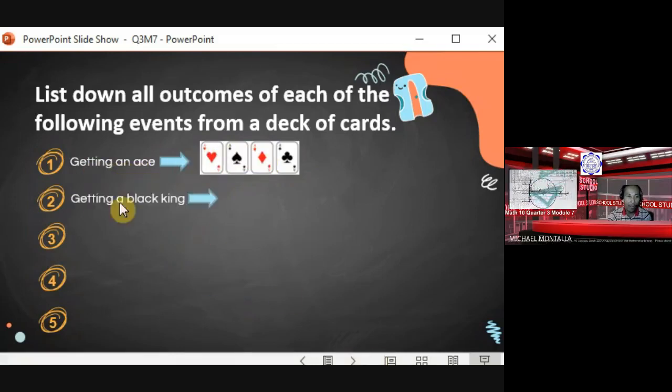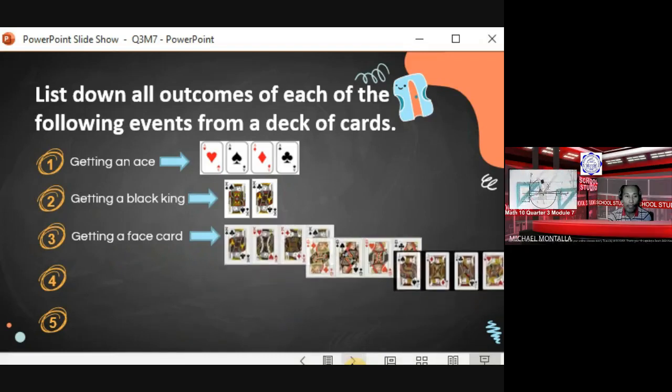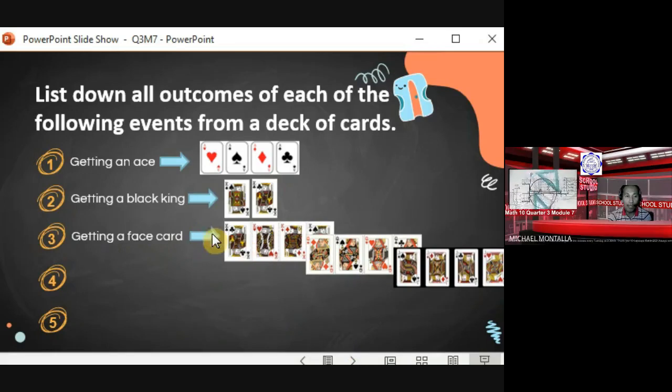Okay, then we have getting a black king. Dahil meron tayong black king dyan, we have two kinds of black king only, yung king spades and king clubs. Next, number 3, getting a face card. Katulad ng sinabi ko na last time, pag sinabing face card, yun yung Jack, Queen, King. So we have 4 Jack, 4 Queen, and 4 King, so a total of 12 outcomes.